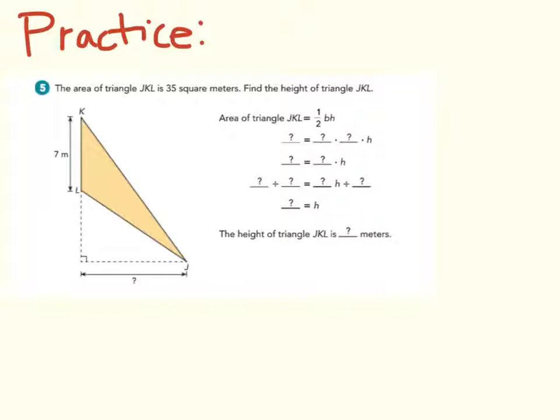All right, try this one on your own. The area of triangle JKL is 35 square meters. Find the height. You're given the base here being 7 meters, and you're given the area, which is 35 square meters. So work from there to find the height. Press pause while you work. When you get back, we'll learn to find the base, given area and height.